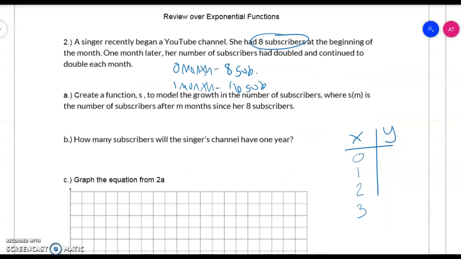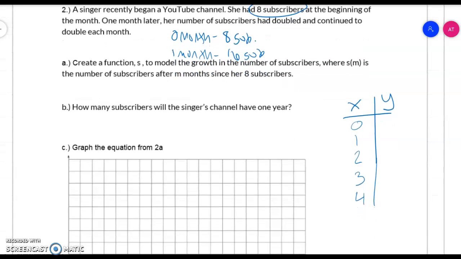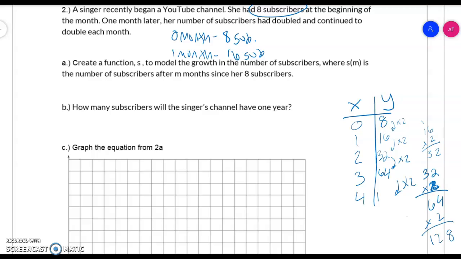So let's do a few months. Let's do the first 4 months, okay? She started with 8. Her first month was 16 because 8 doubled. If 16 doubled, what's that going to be? 32. So at 2 months, she already has 32 subscribers. If I take 32 and double it again, because remember, she's doubling each month. Her amount from the last month is doubled. So now she has 64 subscribers. And then it's going to double one more time, and she's going to get 128. And it's just going to keep going on and on forever.